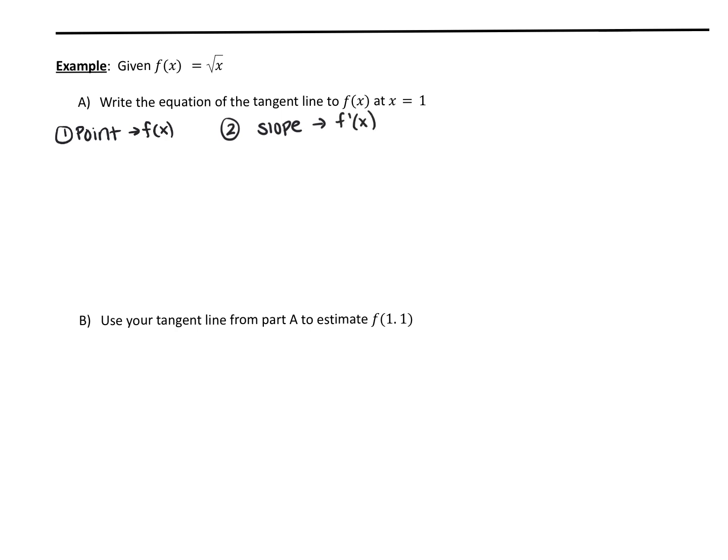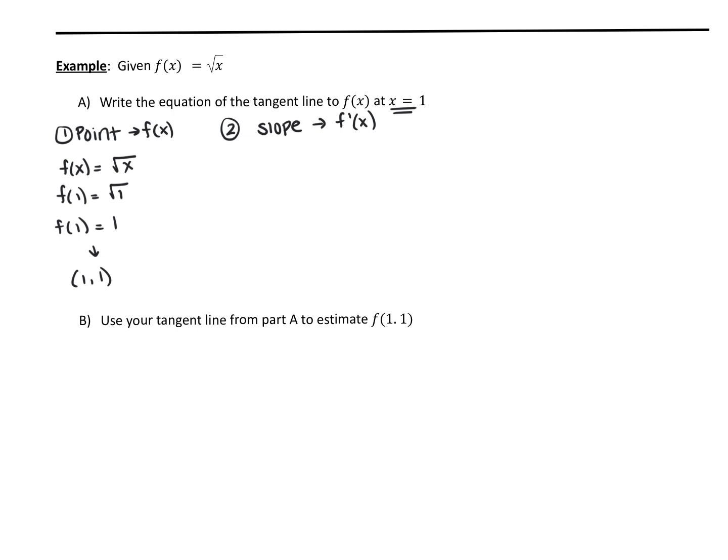So let's go ahead and find the point. The original function, f of x, is the square root of x. And I want to find this at x equals 1. So I'm going to plug in 1. We know the square root of 1 is 1. So this corresponds to a point, (1, 1).